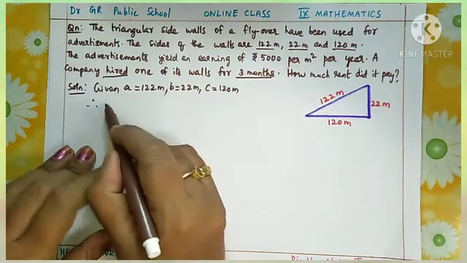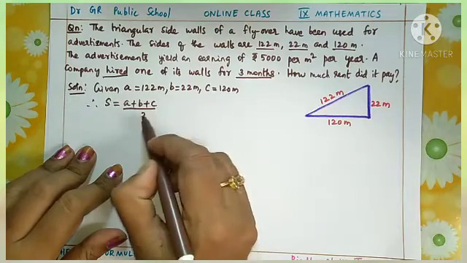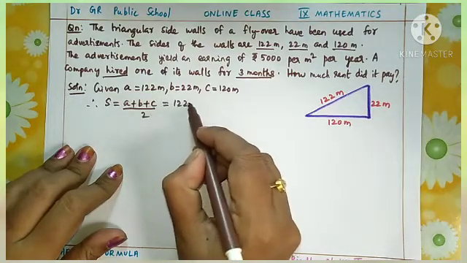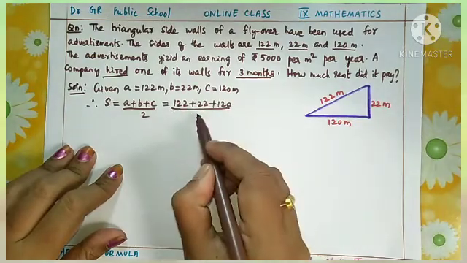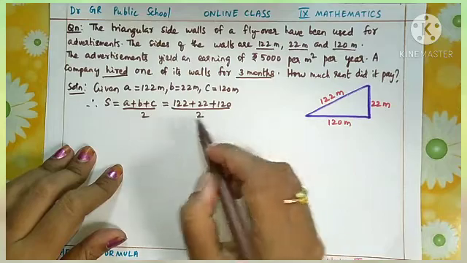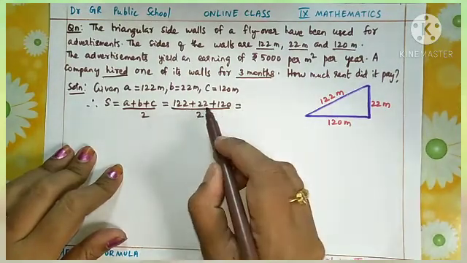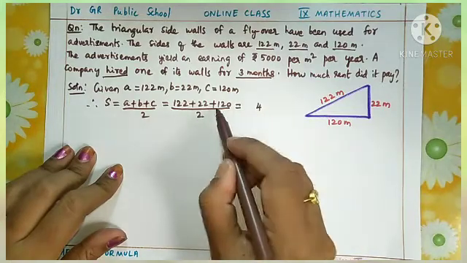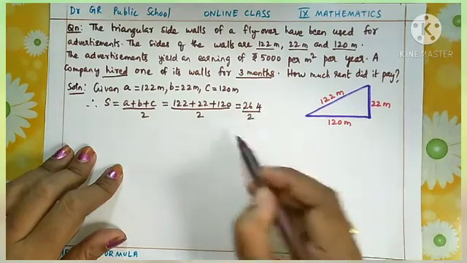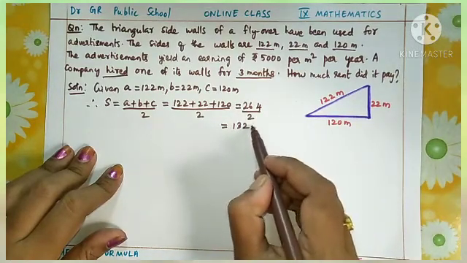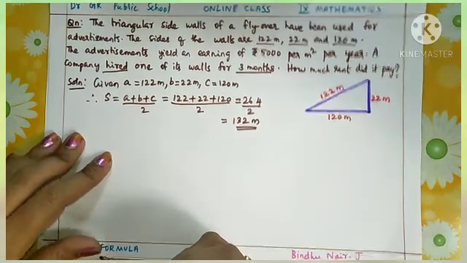Now therefore we can find S first, the semi perimeter. a plus b plus c by 2, that is equal to, add all the 3 sides, 122 plus 22 plus 120 by 2. Okay, all of you do the calculation, you will get 264 by 2, that is equal to 132 meters. Thus we got the value of S, 132 meters.